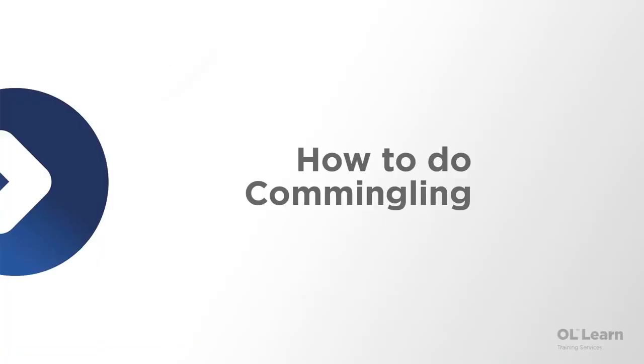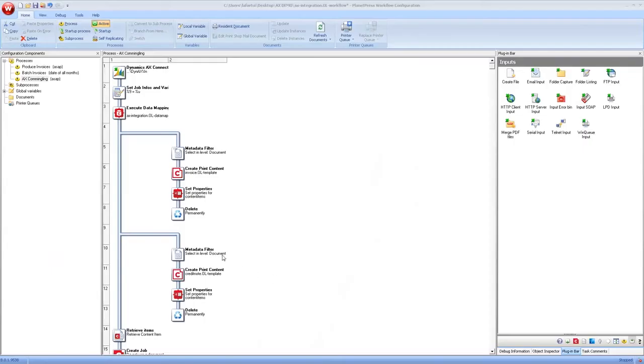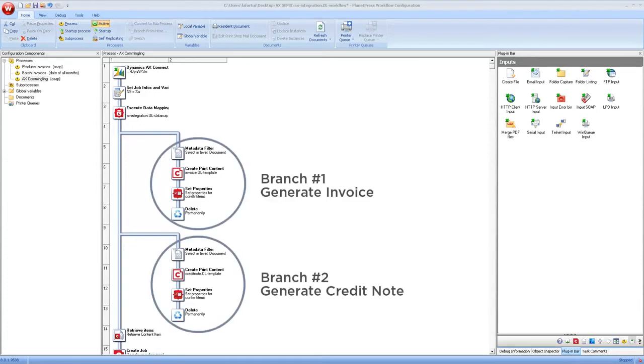So let's start by showing you how to do batching from within the output module. Here we have the process that demonstrates co-mingling. As we said earlier, co-mingling gives you the ability to mix and match different document types. In this process, we have an example of generating two different templates, the invoice and the credit note.